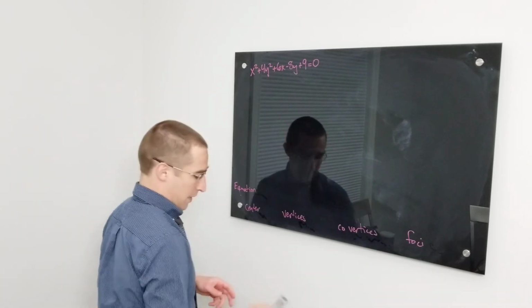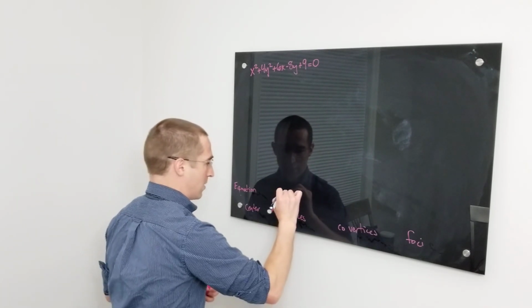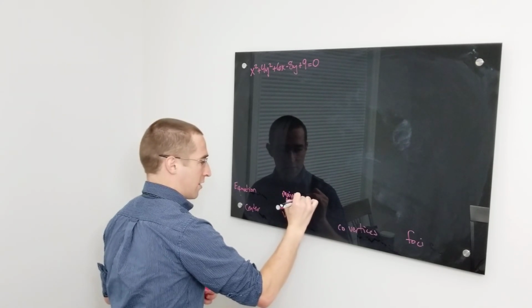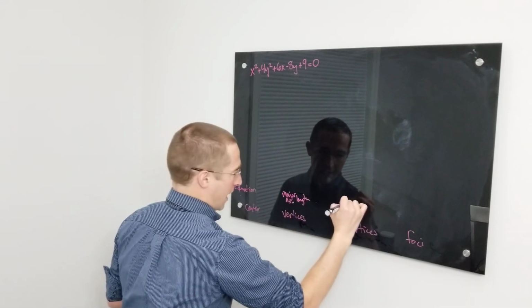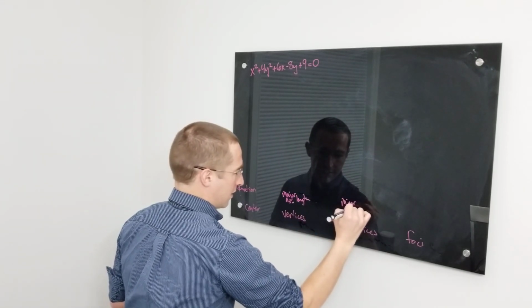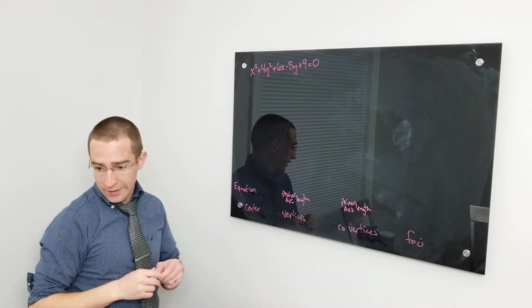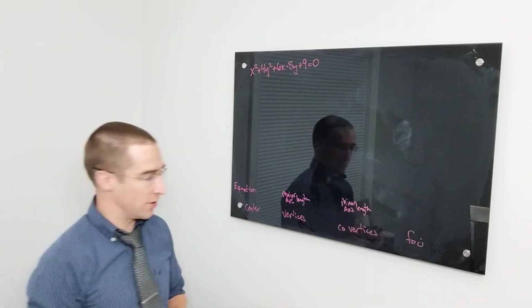We want the major axis length, the minor axis length. All right, lots of info. And the eccentricity.